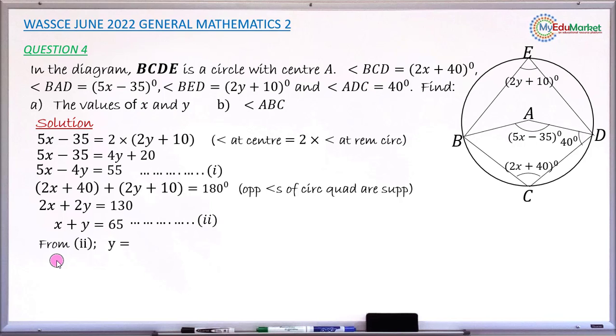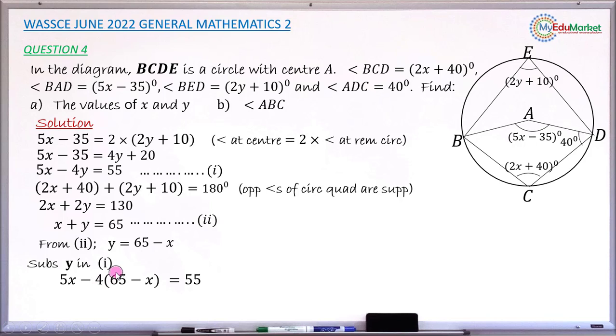So from equation 2, I can make y the subject by shifting x to the right hand side. That gives me 65 minus x. So where I have y, I will now replace it by 65 minus x in equation 1. There you now have 5x minus 4 times, instead of y, you now replace y by 65 minus x, equals 55. So next is to open this very bracket and collect like terms.